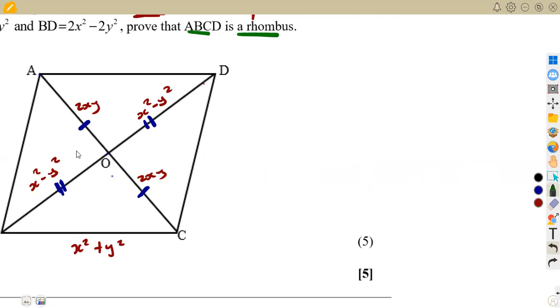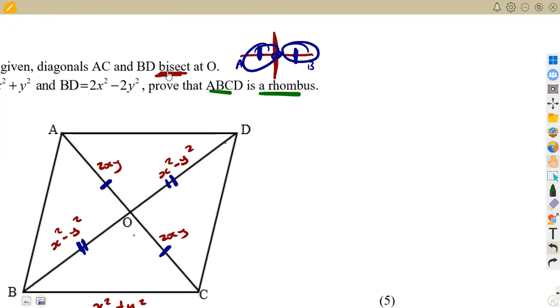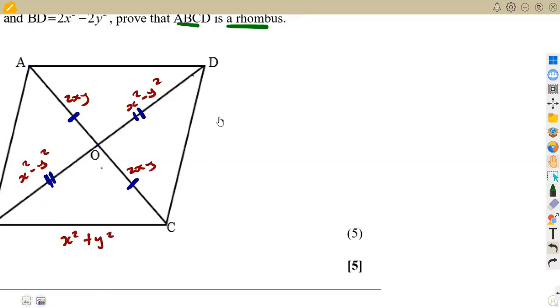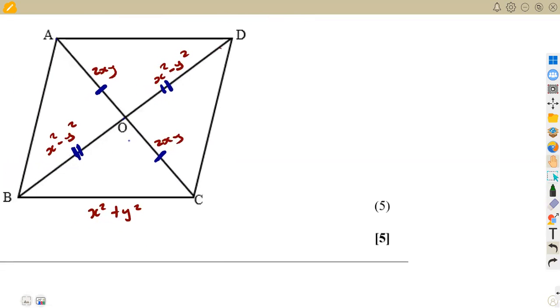Okay, this is it. What is it that we can take advantage of? We know the properties of a rhombus: all the properties of a parallelogram apply to a rhombus, and also the diagonals bisect at right angles. So from the fact that we are told the diagonals bisect here, we've got something about a rhombus. If it is a rhombus, these diagonals are supposed to bisect at 90 degrees. For a rhombus, this would be 90 degrees, 90 degrees, 90 degrees, 90 degrees.